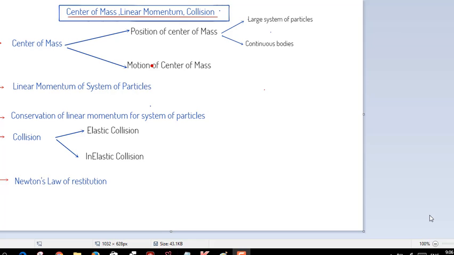It's a very important concept, because with this we'll be able to solve a lot of problems, and actually this is the basis of application of center of mass. So let's start with motion of center of mass.